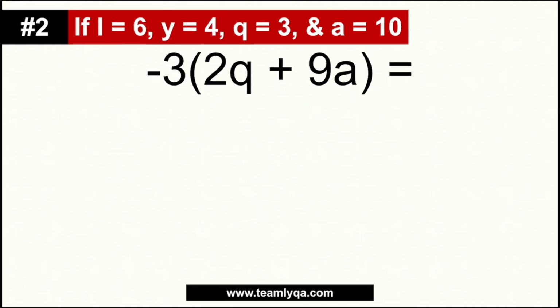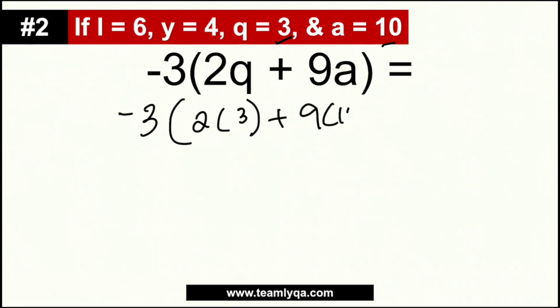Number 2, ating question, negative 3 times the quantity 2Q plus 9A. So again, ipa-plot natin yung information dito sa ating parang chart sa taas. Ang Q daw is equal to 3, ang A is equal to 10. So isusubstitute lang natin siya. You have negative 3, and then this right here, okay, you have 2 times Q. Ang Q is 3 plus 9 times 10. Okay, so ganyan yung magiging second level natin.